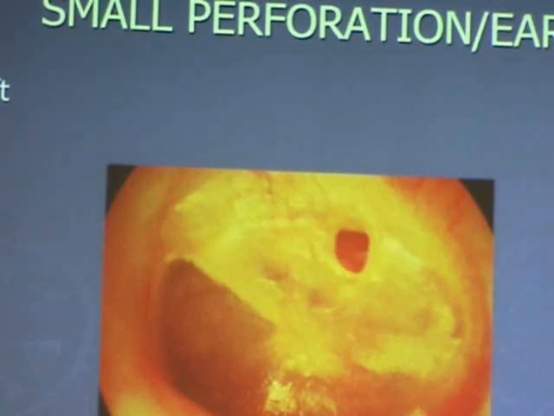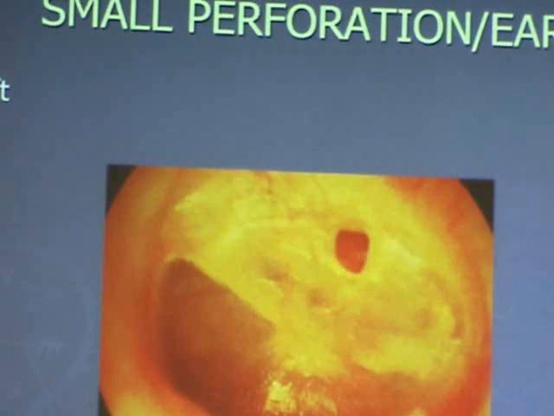Most perforations of the eardrum, whether traumatic or from infection, will heal spontaneously. And in most of these skiing accidents we're talking about, where somebody is slapped on the side of the head, most of the time that eardrum will heal. You give it a few weeks to see if it doesn't heal before you proceed with anything surgically.